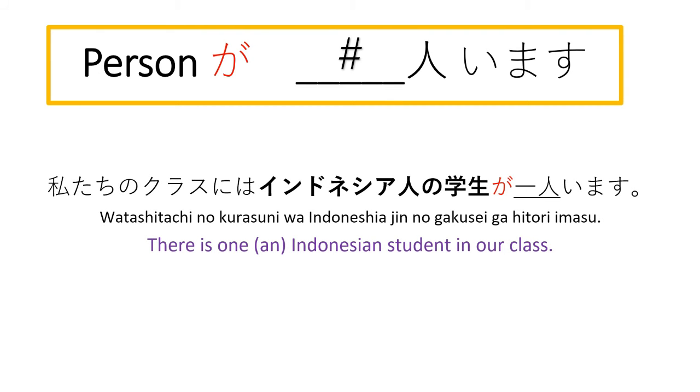私たちのクラスにはインドネシア人の学生が一人います。As you can see here, the person is the Indonesia jin no gakusei. Okay? So here, we say there's only one Indonesian student. So we use hitori for one or an Indonesian. In English, we say there is one Indonesian student in our class or there's an Indonesian student in our class.